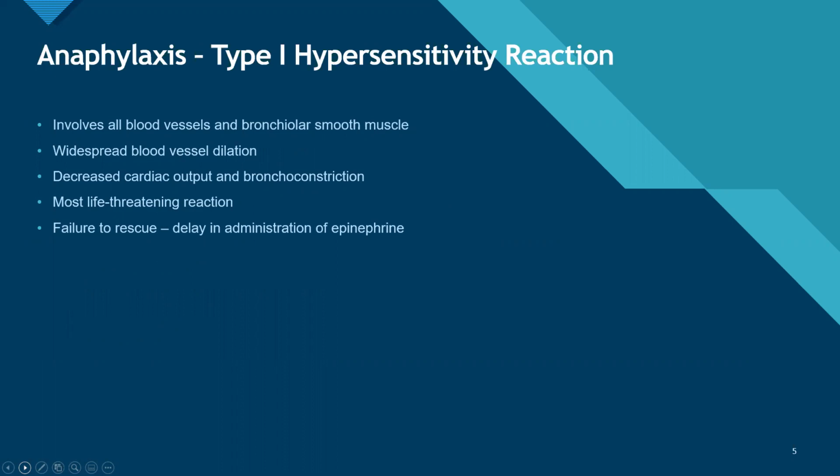But anaphylaxis is a type 1 hypersensitivity reaction. Now, we went over types 1, 2, 3, and 4 last semester. Type 1 is really the most common, right? But anaphylaxis is the most severe, life-threatening. It involves all blood vessels and smooth muscle, so it causes bronchoconstriction and vasodilation. You have widespread blood vessel dilation, a decreased cardiac output due to the vasodilation, and bronchoconstriction. It's the most life-threatening reaction. So failure to rescue, failure to recognize these cues, and delay in your administration of epinephrine can lead to death.